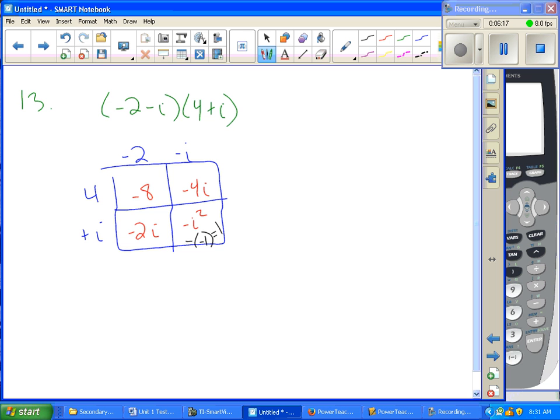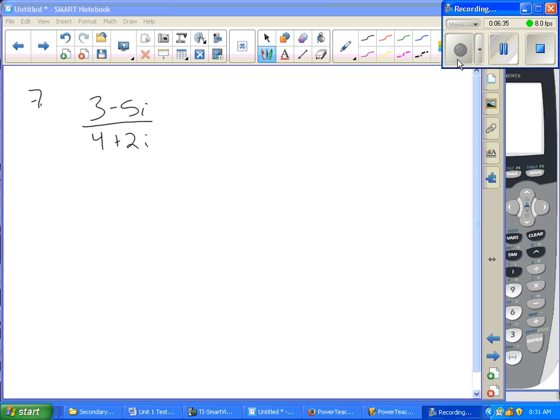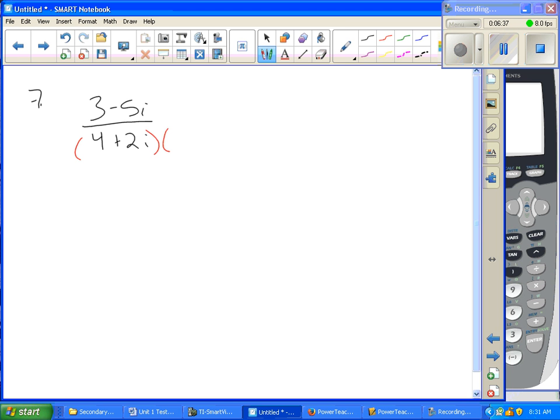So then combining like terms, I can do negative 8 plus 1, which gives me negative 7. I can combine these two right here, the negative 4i and the negative 2i. So negative 4i plus negative 2i is negative 6i. So multiplying by the conjugate, I'll have 4 minus 2i. And I have to do the same thing to the numerator, so I multiply it by 4 minus 2i. Since the denominators are conjugates, I'm just going to multiply the first ones and the last ones.